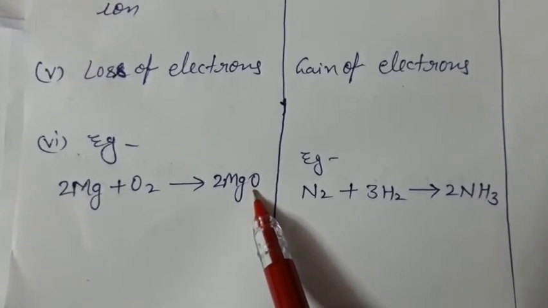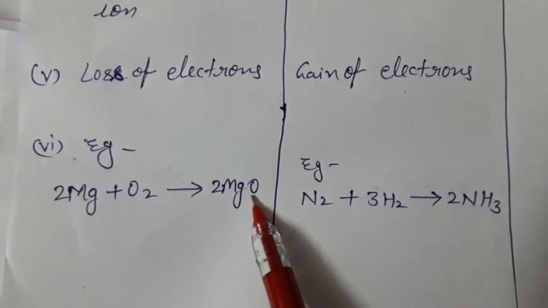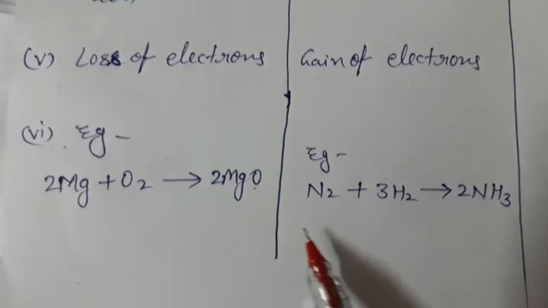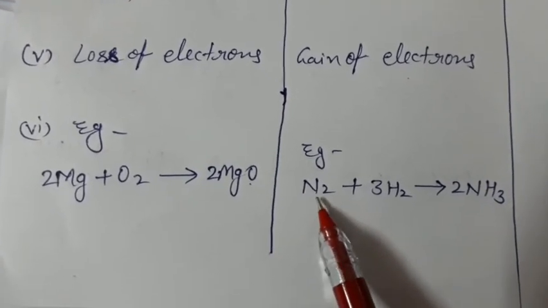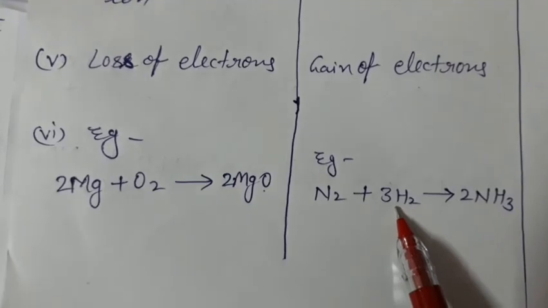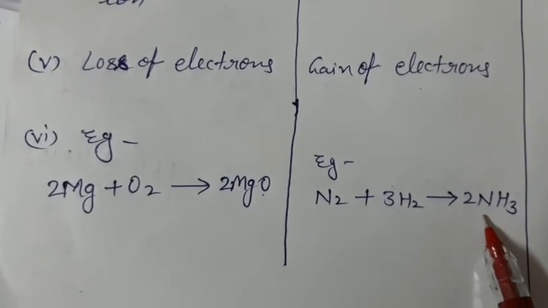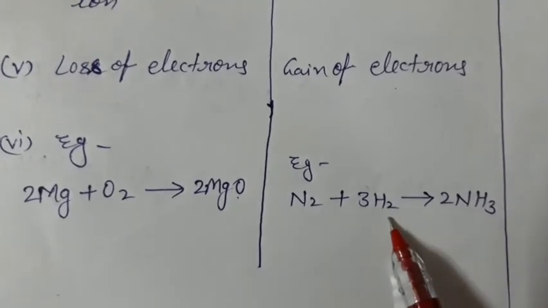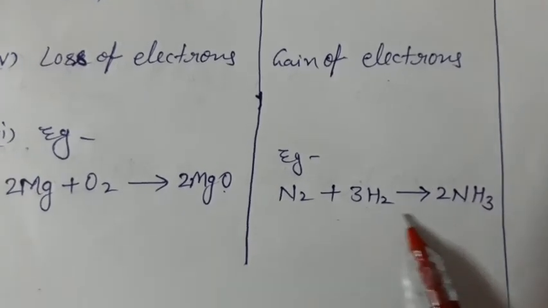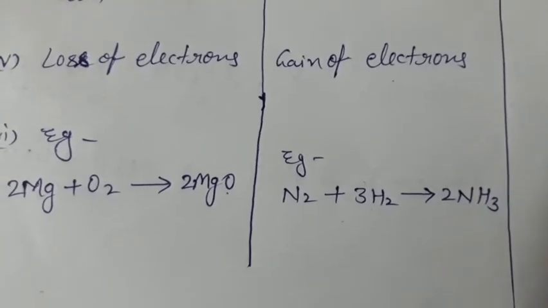Here oxygen is added to magnesium, so this is the oxidation reaction. In reduction, N2 reacts with hydrogen and forms ammonia. So hydrogen is added in this reaction, so this is known as the reduction reaction.